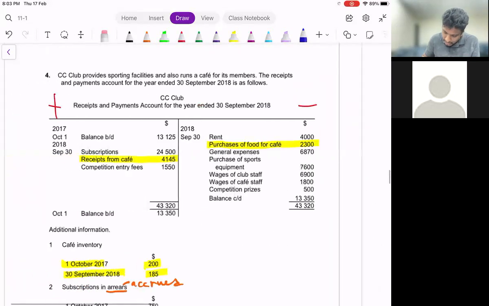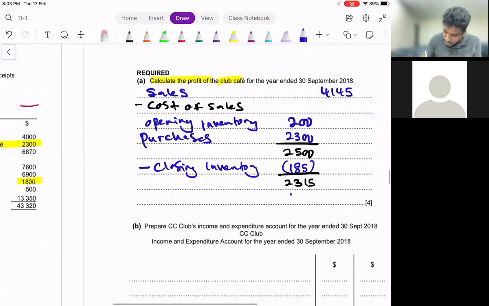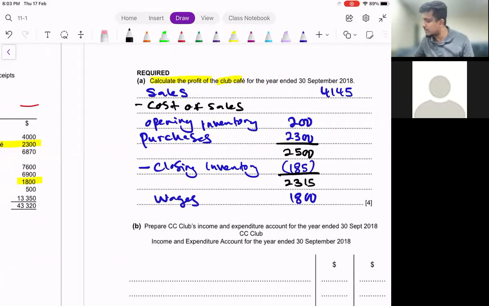Can you check, do you have any cafe expenses? Yes, I can see wages for the cafe staff. Wages for the cafe staff is your expense related to the cafe, so you need to include it in the cafe income statement, which is 1,800. You plus together. Give me 1 minute, let me take the calculator. 2,315 plus 1,800, I get 4,115.